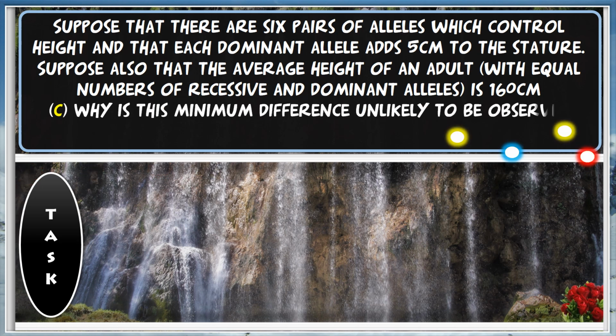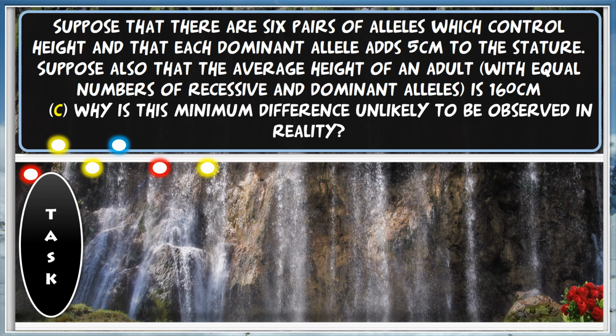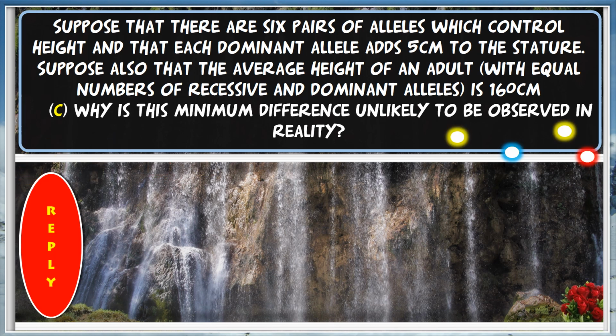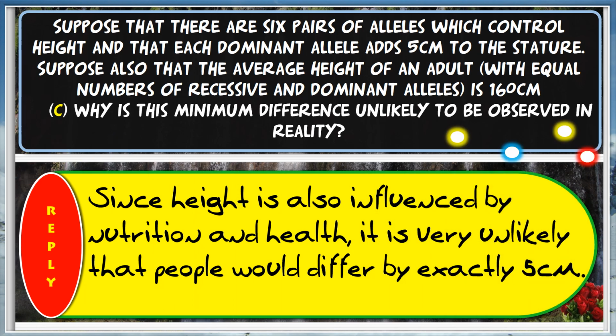Part C. Why is this minimal difference unlikely to be observed in reality? Since height is also influenced by nutrition and health, it is very unlikely that people would differ by exactly 5 centimeters.